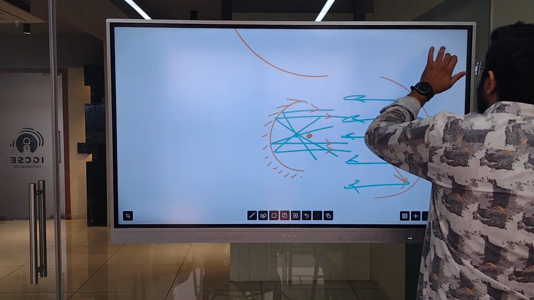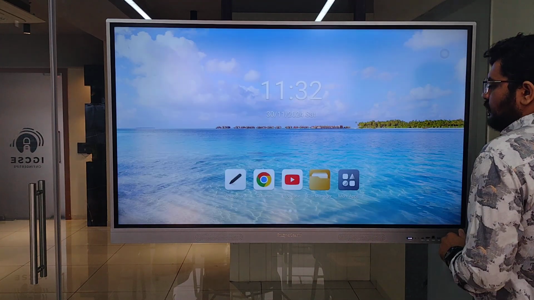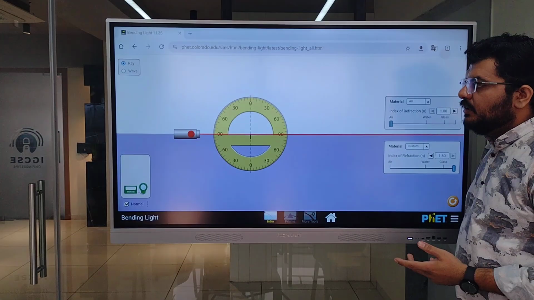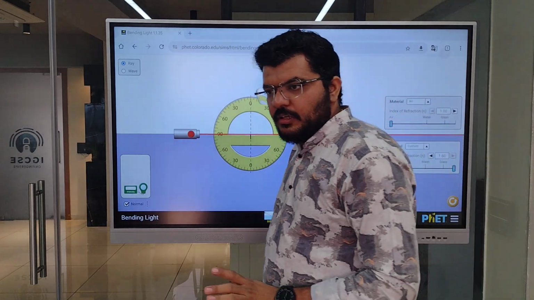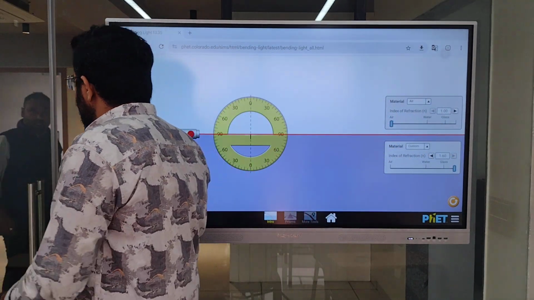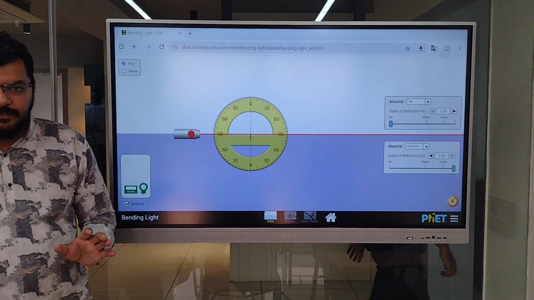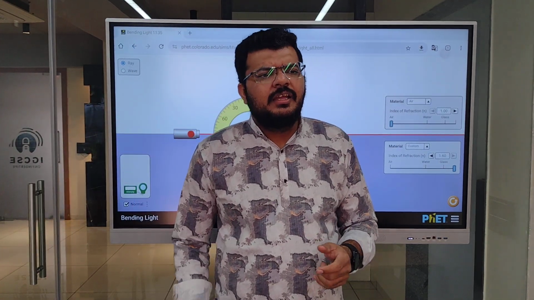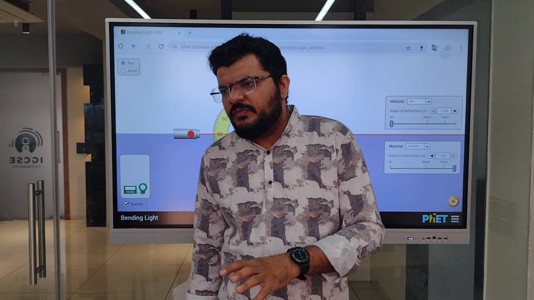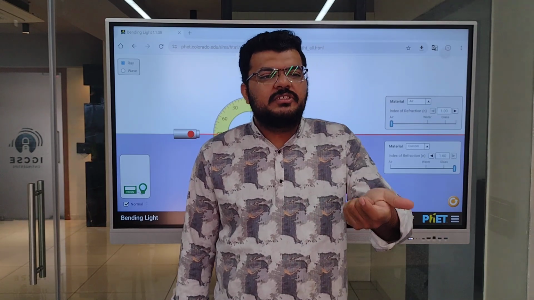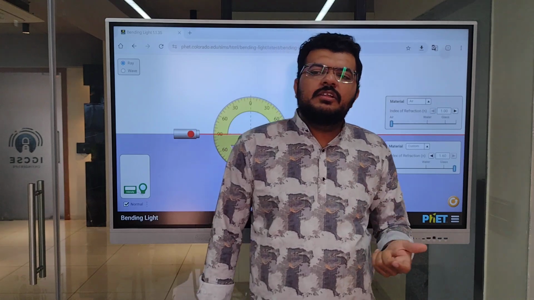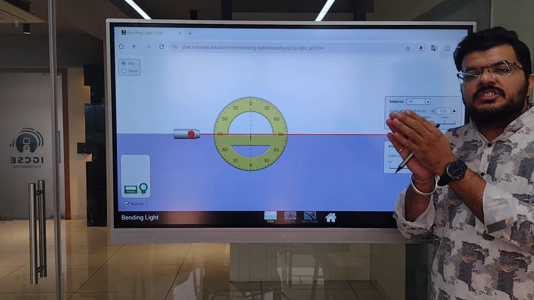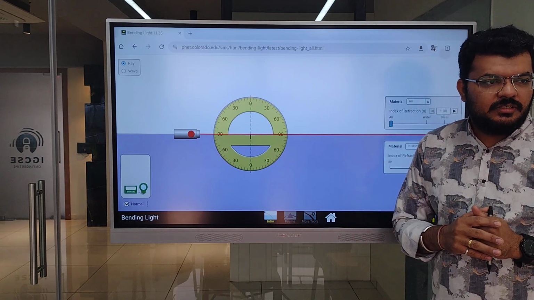Okay, so let us look at a simulation to understand refraction of light. Now this is reflection. The law of reflection is that the angle of incidence is equal to the angle of reflection. There is one more law of reflection, which states that the ray of incidence, the ray of reflection, and the normal ray lie on the same plane. Meaning that all of this is a two-dimensional process.